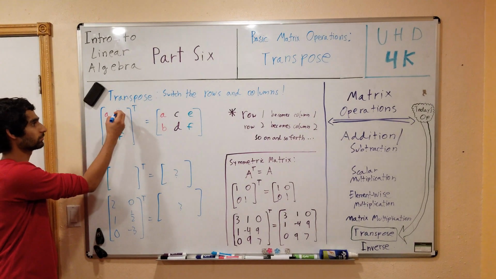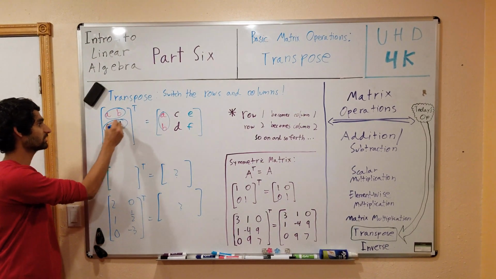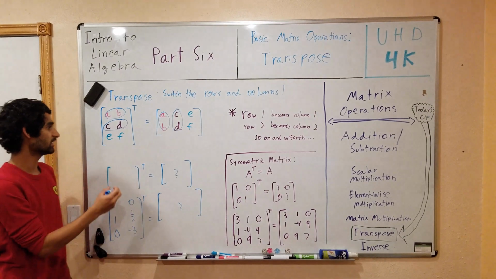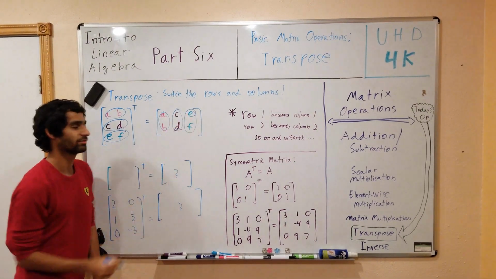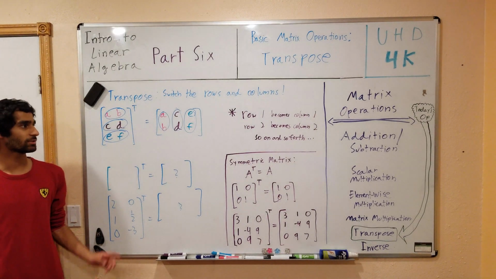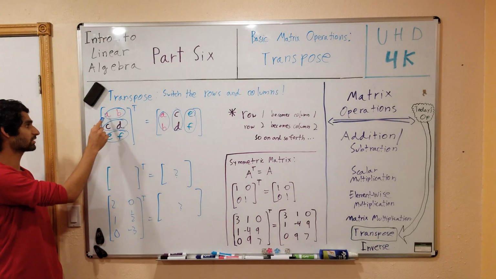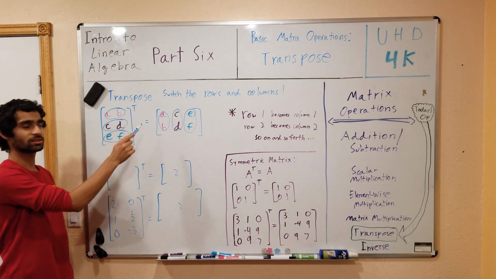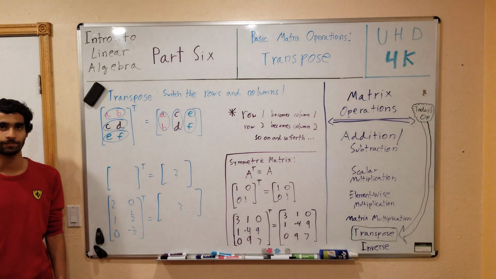The first row, A B, becomes the first column, A B. The second row, C D, becomes the second column, C D. The third row, E F, becomes the third column, E F. You may also notice that if our rows become our columns, then our columns become our rows. So the first column, A C E, becomes our first row, A C E. So yes, we're switching the rows and the columns, and vice versa.